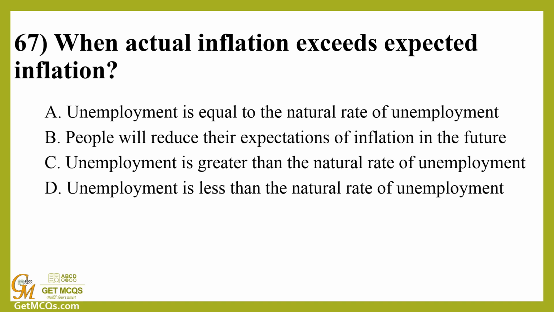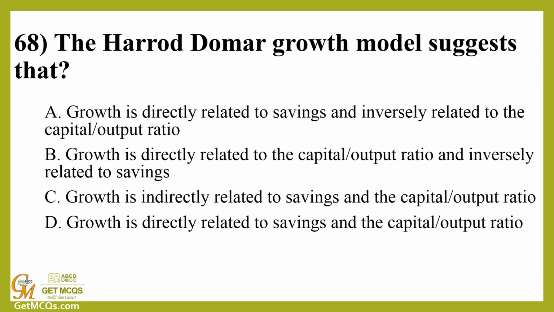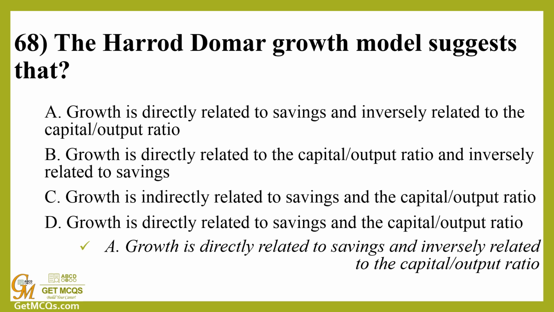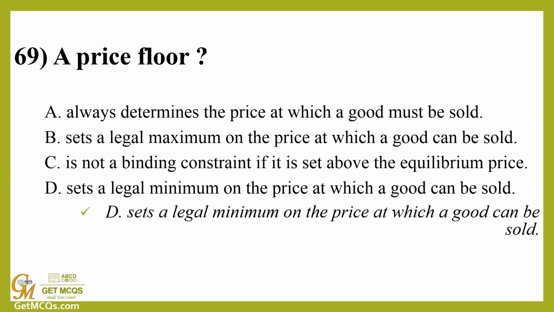67. When actual inflation exceeds expected inflation? D. Unemployment is less than the natural rate of unemployment. 68. The Harrod-Domar growth model suggests that a. Growth is directly related to savings and inversely related to the capital/output ratio. 69. A. Price floor. D. Sets a legal minimum on the price at which a good can be sold.